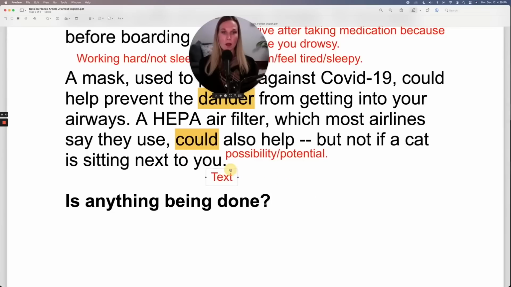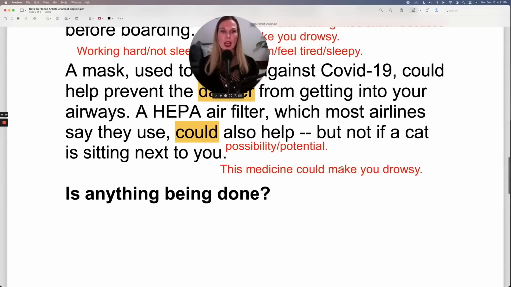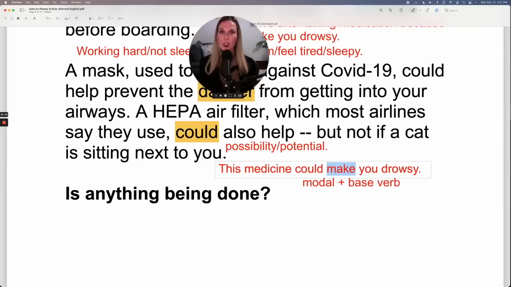So this medicine could make you drowsy. Could, there's a possibility, the potential, and that's a modal verb. And remember, grammatically, we always have modal plus base verb. So you don't change your verb that comes next. It's always the base verb. And could doesn't change either. This medicine could make you drowsy.